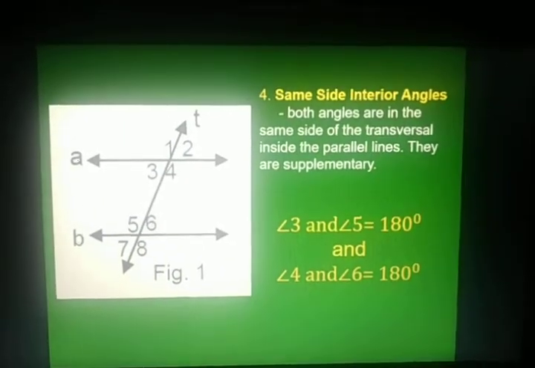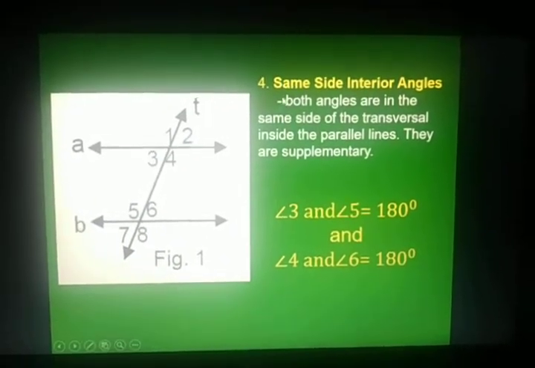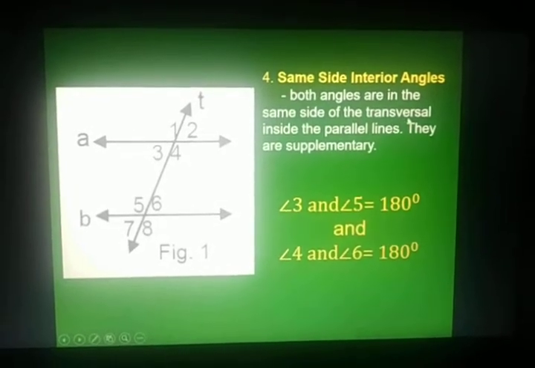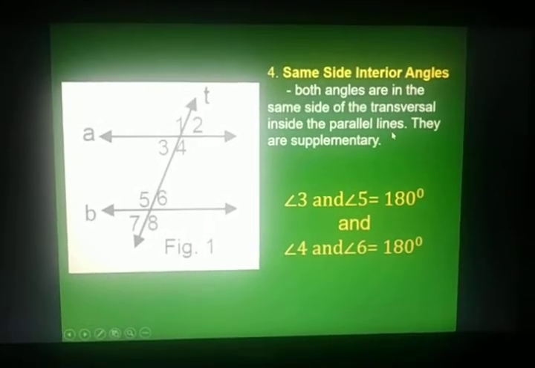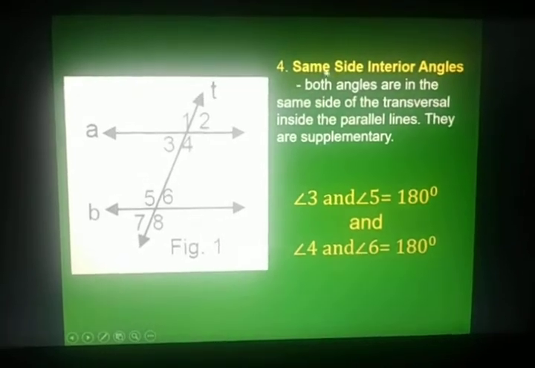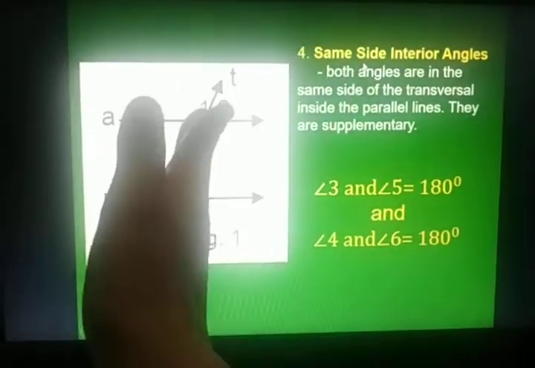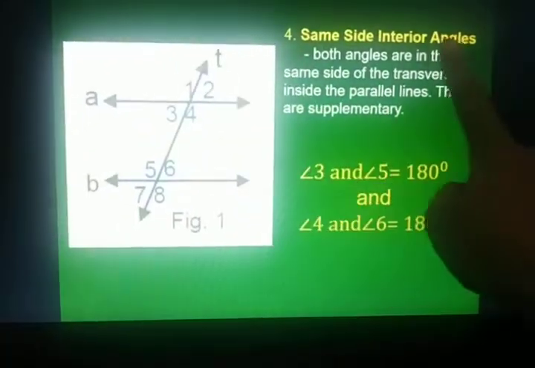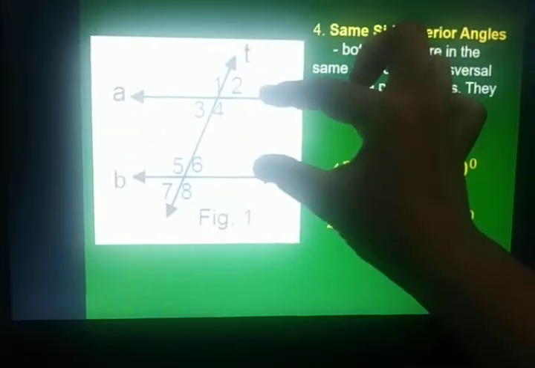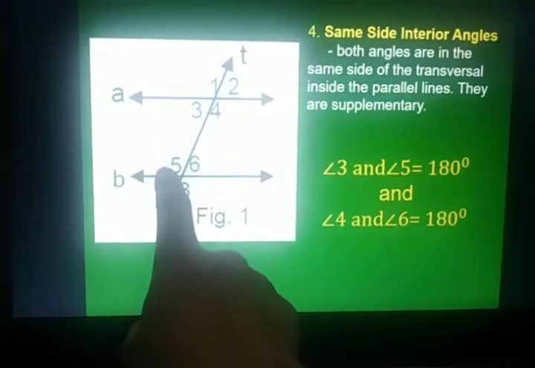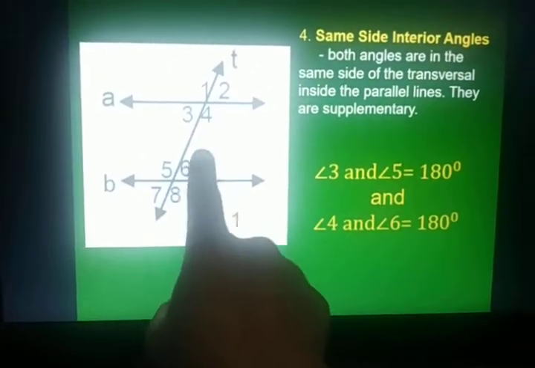Next is the same side interior angles. Both angles are in the same side of the transversal, inside the parallel lines. They are supplementary. Same side, it refers to the transversal, whether it's on the left or on the right. So, same side interior, inside the parallel lines, and on one side. So, we have angle 3 and angle 5. Then, we also have angle 4 and angle 6.